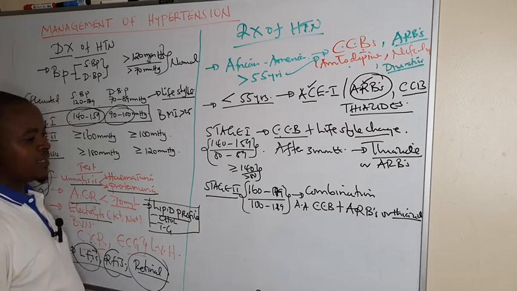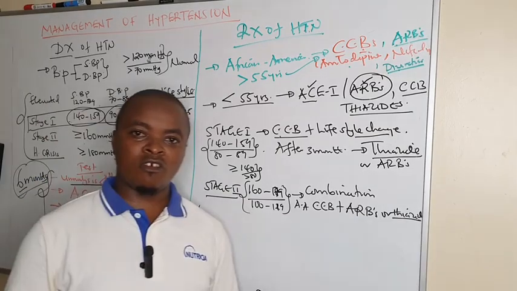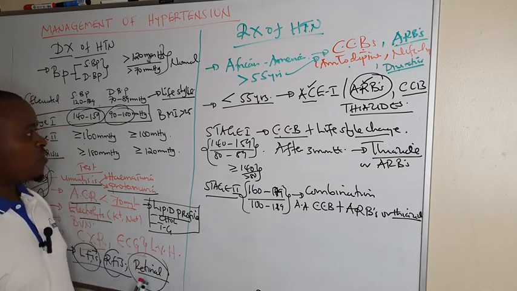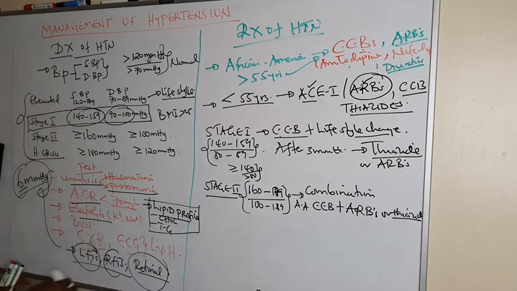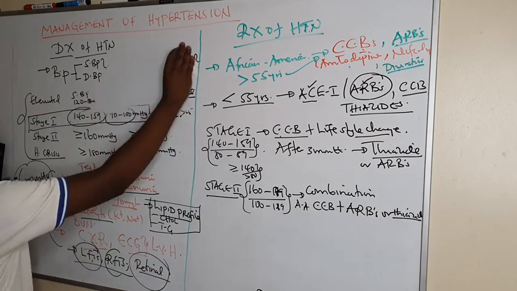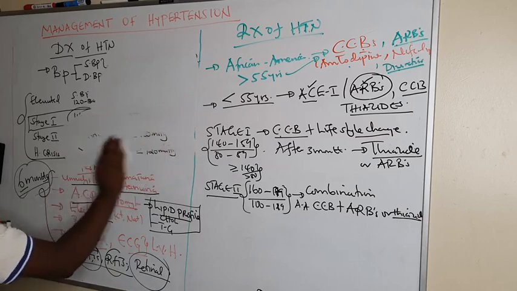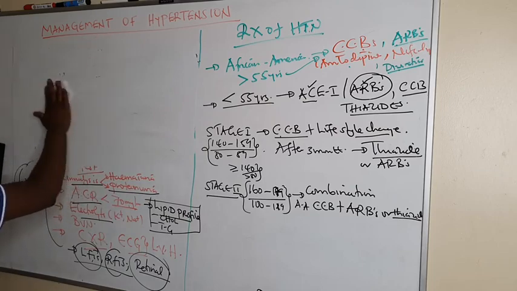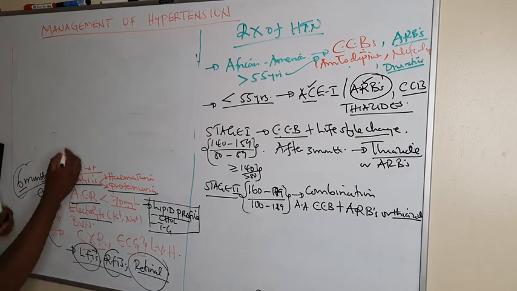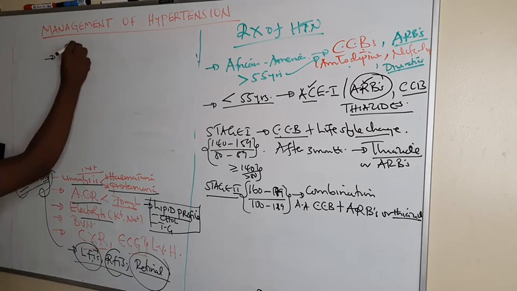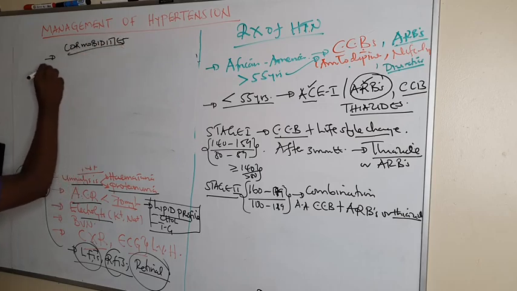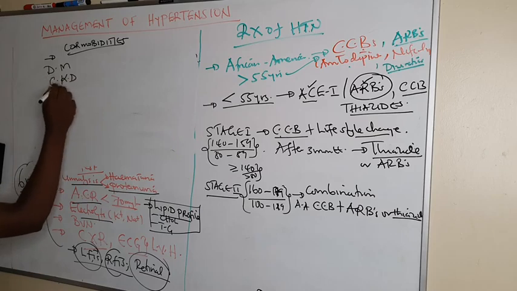So we want to end by looking at management of patients with comorbidities. So patients with comorbidities, either maybe someone who has diabetes mellitus, or someone who has comorbidities like diabetes mellitus, someone who has chronic kidney disease.